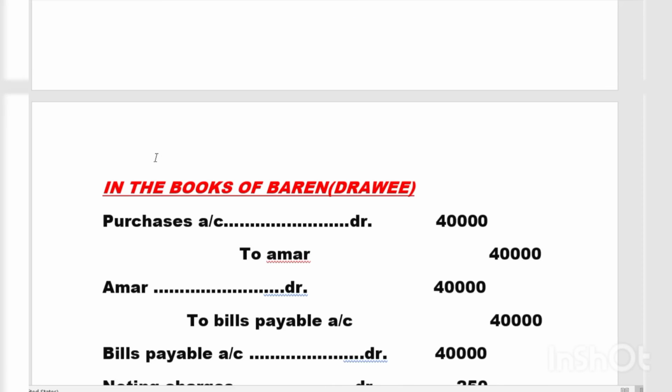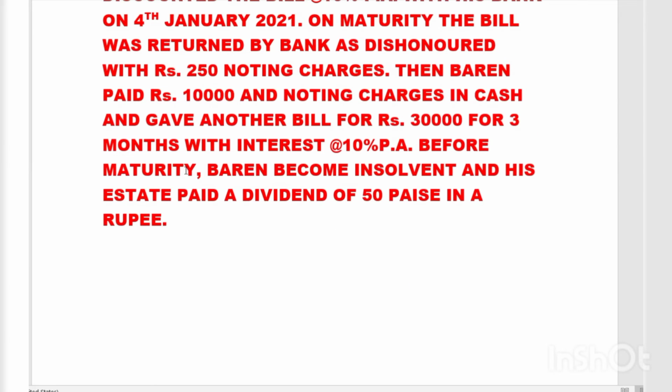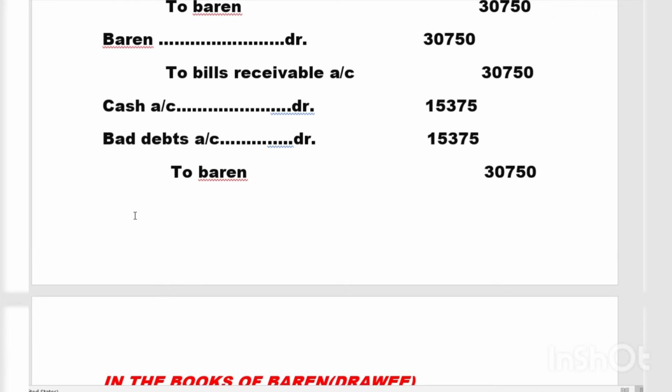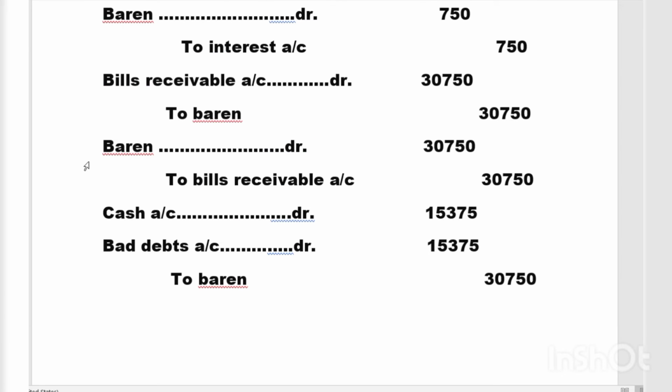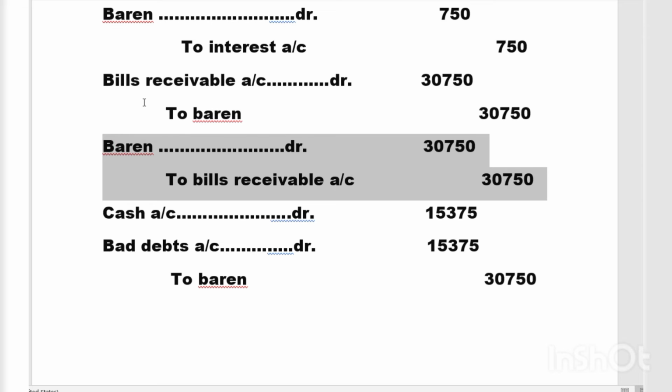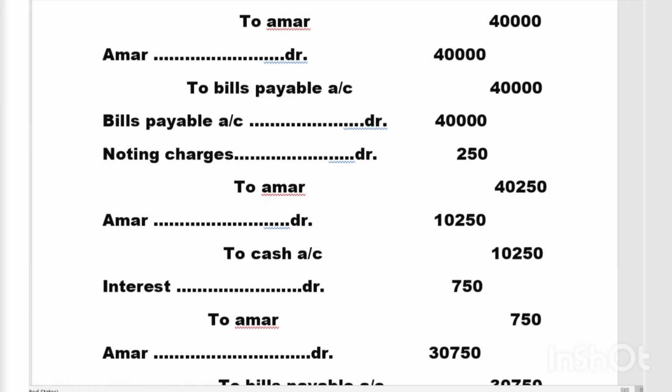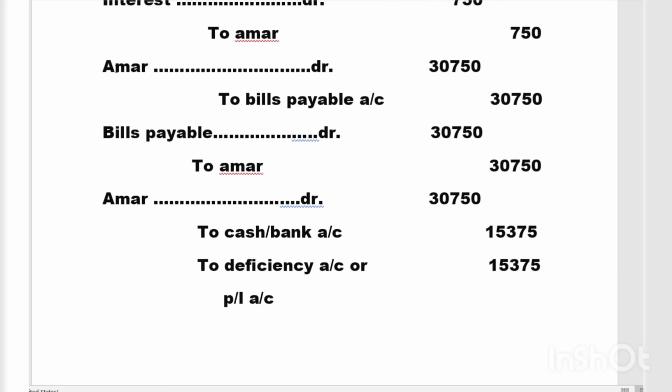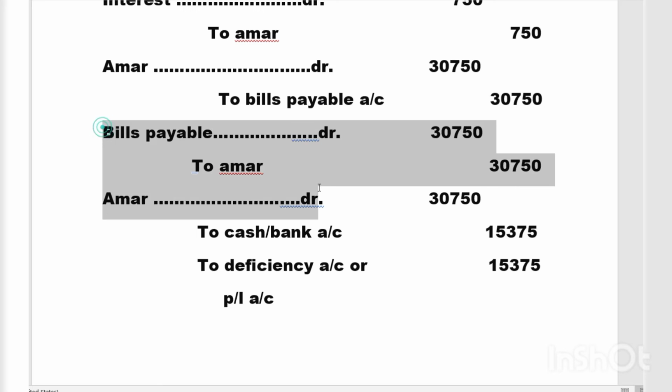Now again, what is happening? The bill is getting dishonored. Because the person became insolvent, the bill became dishonored. Biren becomes insolvent, meaning he does not have the money to pay the amount. So when he becomes insolvent, again the bill will be dishonored. When the bill is dishonored, you just have to pass the reversal entry. Whatever entry was passed above, just reverse it. Biren account debit to bills receivable account 30,750. This is the entry for bills dishonored. And here also the same thing, the entry will be reversed. What is the entry when the bill is dishonored due to insolvency? Bills payable account debit to Amar. Just the opposite entry, the reversal of the bill acceptance entry.